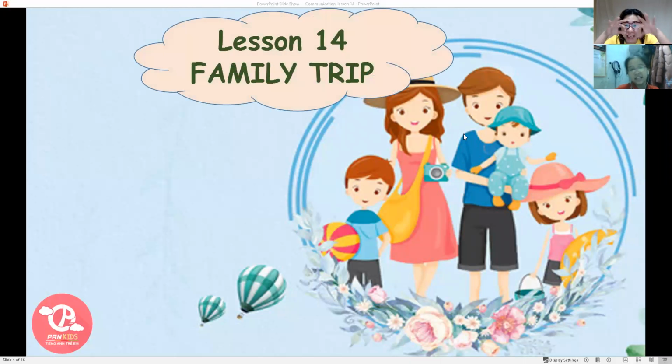So can you tell me what can you see in the picture? In the picture, I can see a family. Okay, you can see a family. What do you think are they doing? Or where will they go? I think they have a trip. Okay, so they have a trip. So our lesson for tonight is lesson 14, family trip. Can you read it?